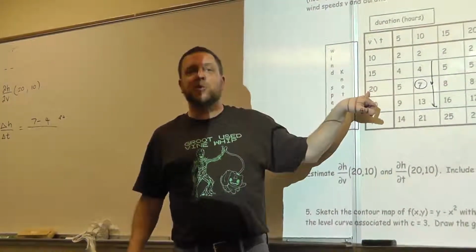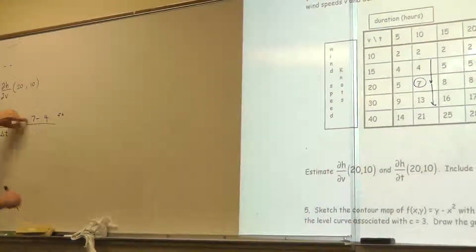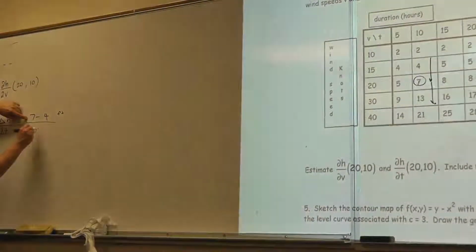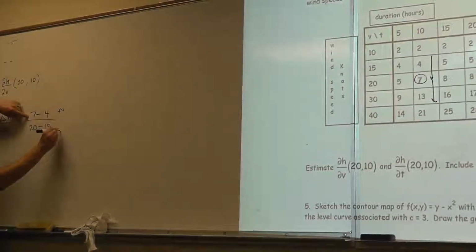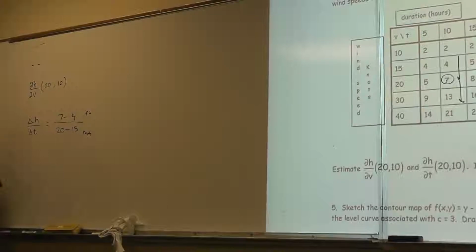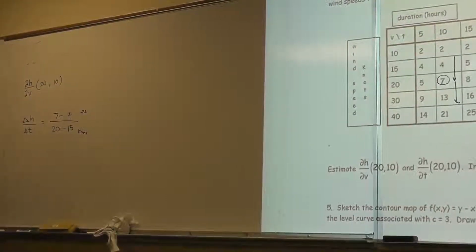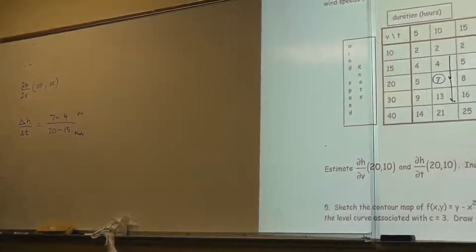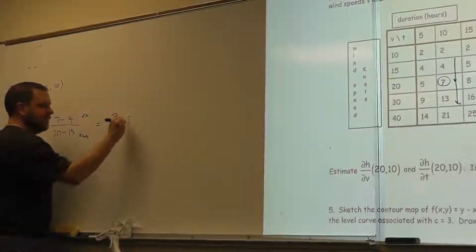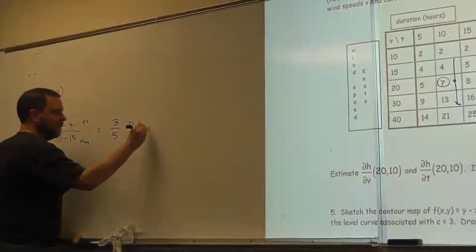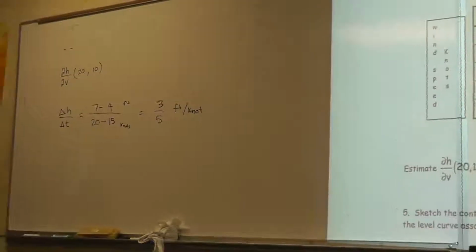7 corresponds to 20 knots, 4 corresponds to 15 knots. So 7 corresponds to 20 knots, minus 4 feet corresponds to 15 knots. So coming into the point that I've got circled, the change in feet over change in knots is 3/5 feet per knot, however you want to singularize it.